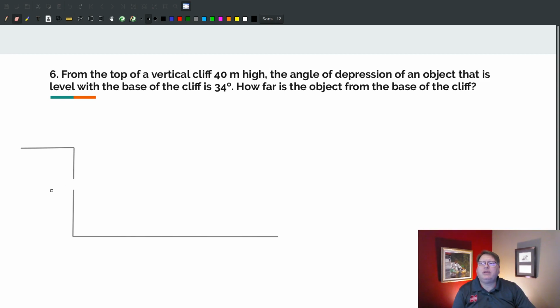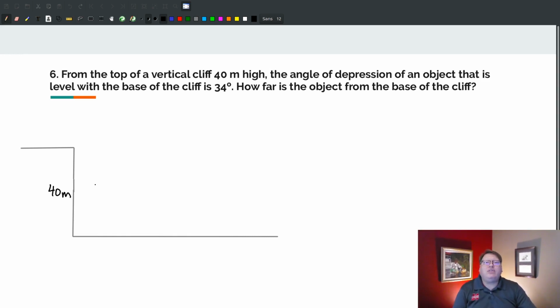Might use that eraser. Of course, I just erased part of what I wanted. Yay. It's okay though, guys. We will survive. I'll make it a little jagged cliff here. Okay. So anyways, this is 40 meters high. So we're going to write our 40 meters here.